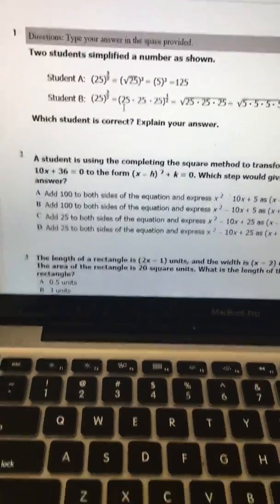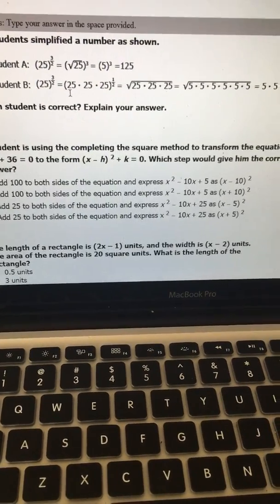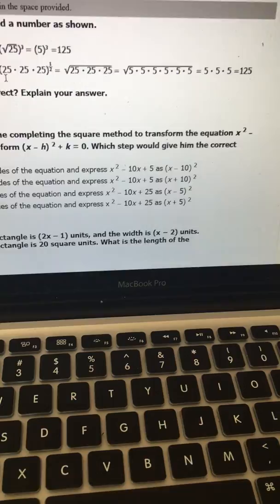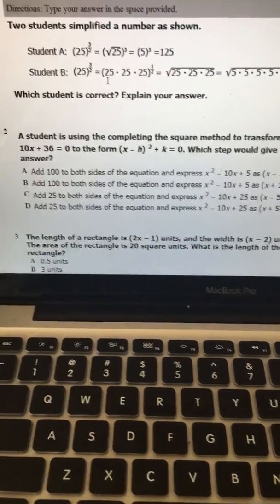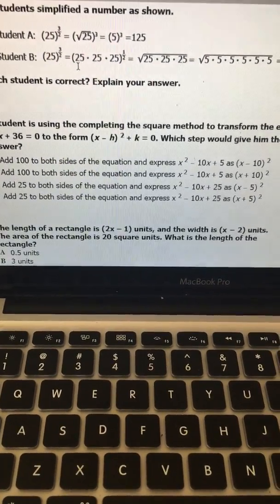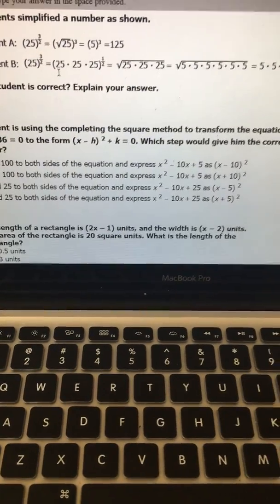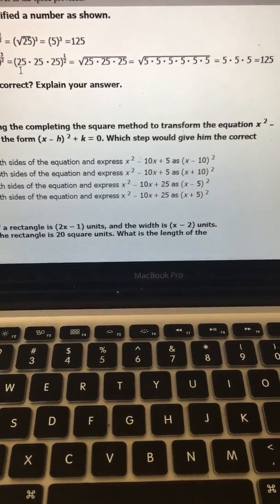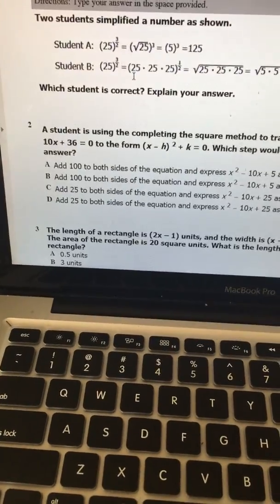So now we're going to move on to question 2. A student is using the completing the square method to transform the equation x squared minus 10x plus 36 equals 0 to the form of (x minus h) squared plus k equals 0. Which step would give him the correct answer? So, let's see what question 2 is on here.